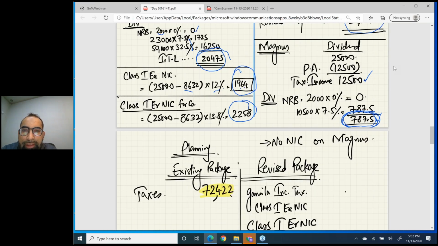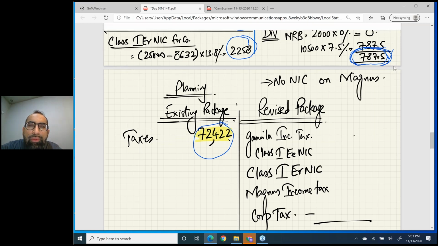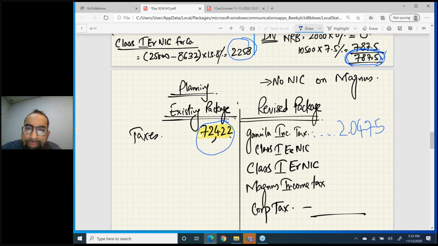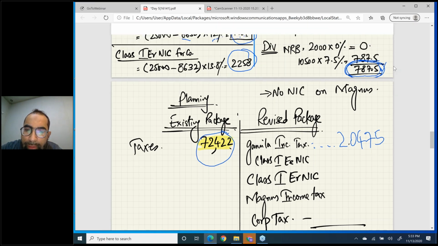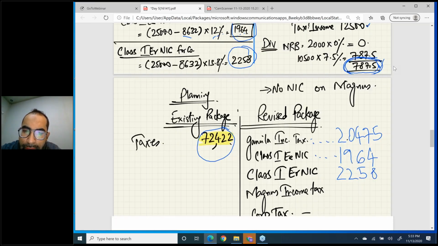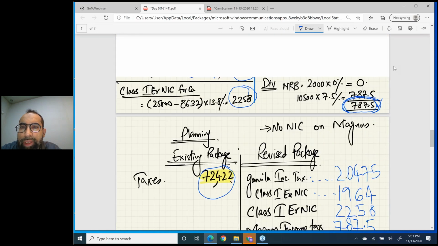Okay, now this is the planning area. We have to compare two packages. The existing package, check your question: existing total taxes were 72422. Now let's line up the new taxes. The first one is income tax for Jamila, 20475. Then class 1 employee NIC is 1964. Then class 1 employer NIC is 2258. Then Magnus income tax is 787.5. Finally, they have to pay corporation tax, that is 29021.